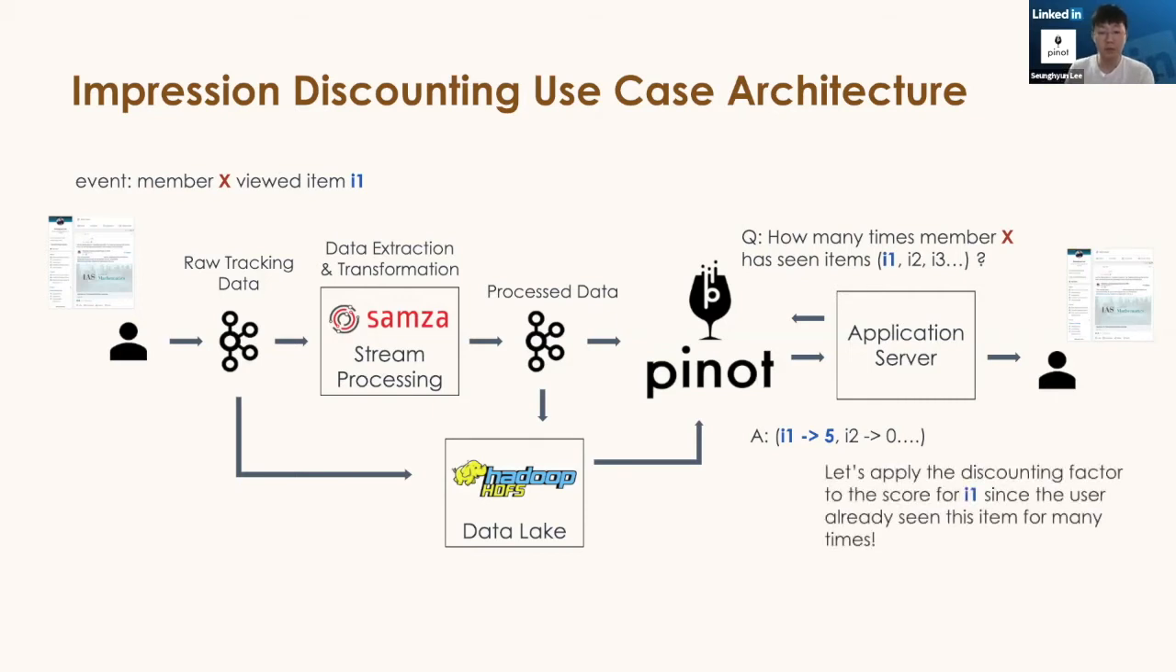And then by the time that we reload the feed, for this particular example, item 1 will not be shown at the top because the impression count is already updated in real-time fashion in Pinot.